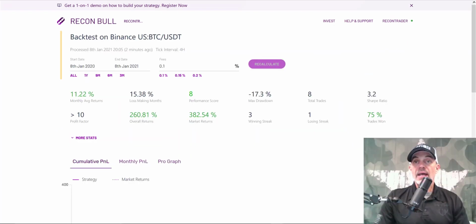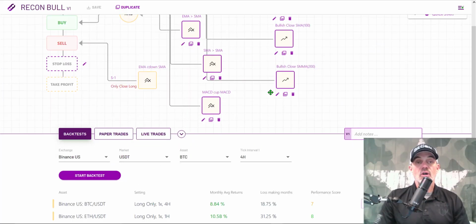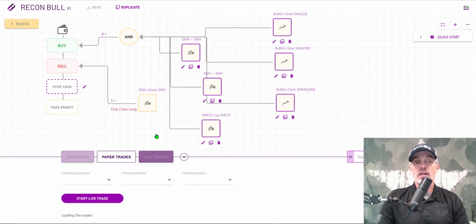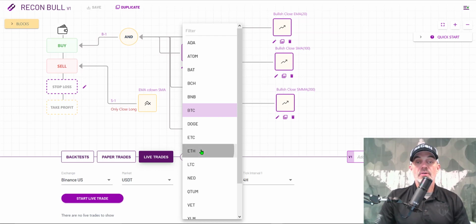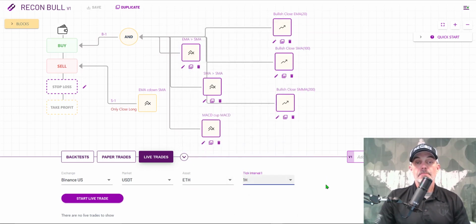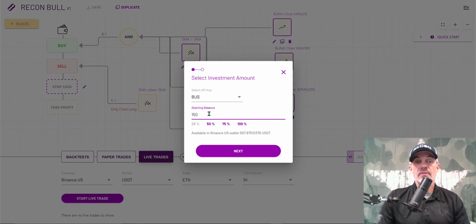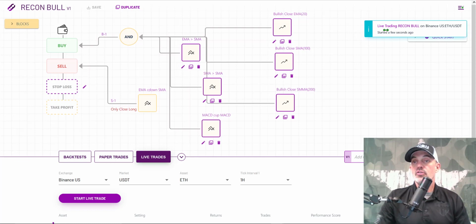And so now we've done our back testing. I think it's time to go ahead and let's actually deploy this bot. So at this point, I'm going to click on live trades, and I'm going to use the exchange of Binance US, USDT, and for starters, I'm going to start with ETH on the 1 hour and start live trade. And then the amount of money I'm going to give the bot will be $500. And now my bot is trading live on Binance US.